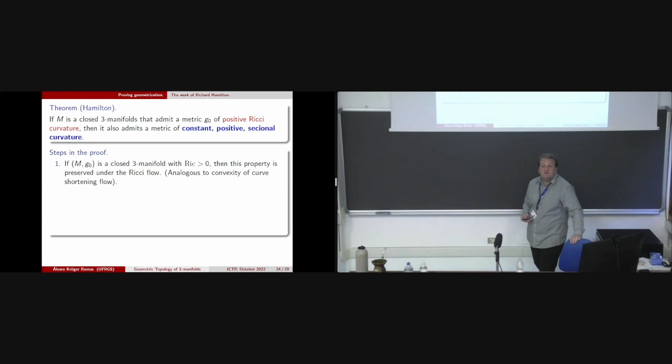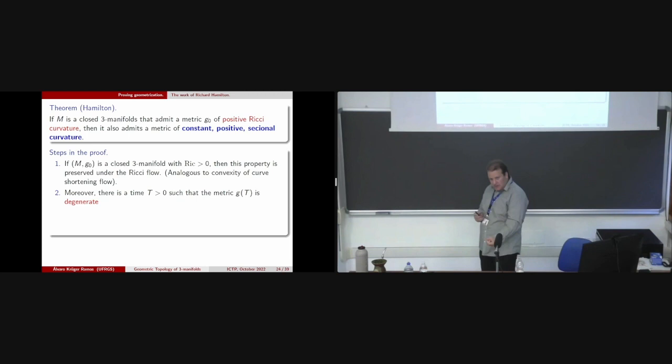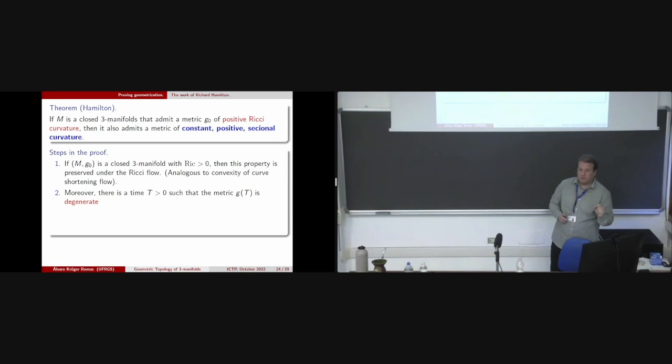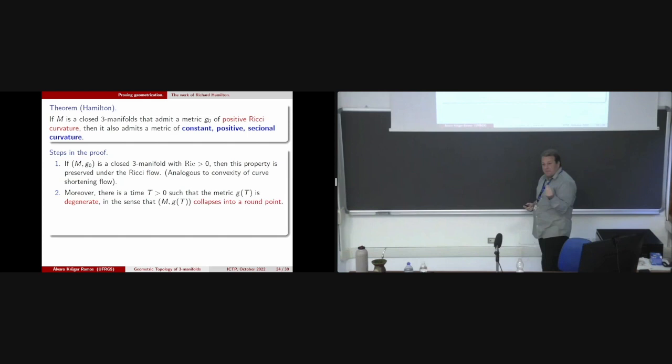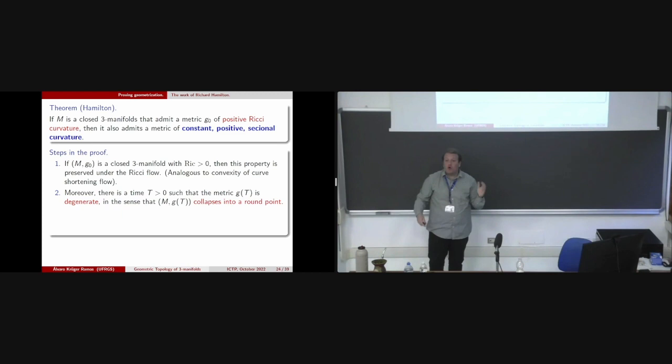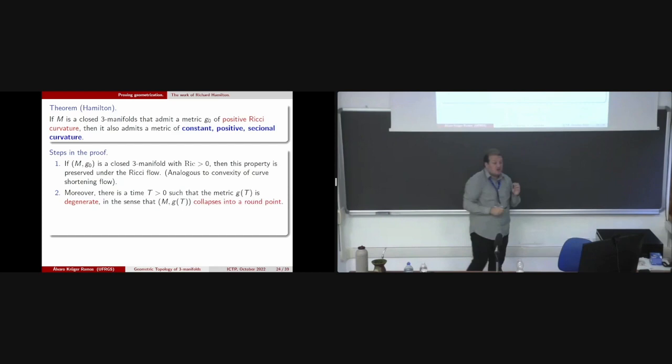Also, eventually this flow will generate a singularity in finite time. If you start with positive curvature, it's the same as the curve shortening flow: if you start convex, eventually you will collapse. Same thing here. And the metric will collapse to a round point. The metric will collapse altogether to zero. It's not going to be like this product collapse. You're going to actually shrink to a point.